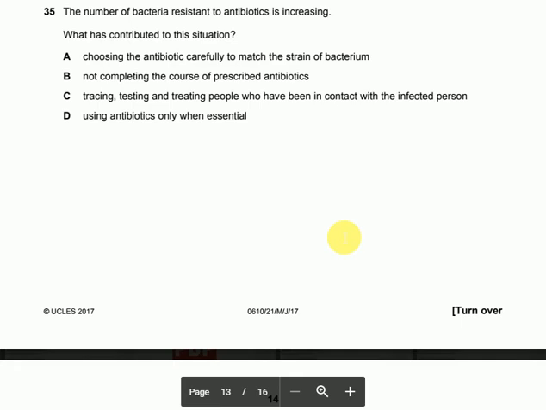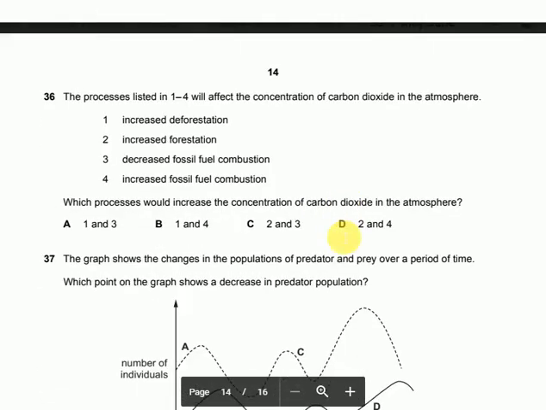Choosing the antibiotic carefully to match the strain of the bacterium actually shouldn't have contributed to this situation of the number of bacteria resistant to the antibiotics increasing. Tracing, testing, and treating people who have been in contact with it? Nah, they haven't contributed, no. And not even using antibiotics only when essential. So, not completing the course of prescribed antibiotics. B is the answer. I'm 90% sure about this answer. Not that sure.